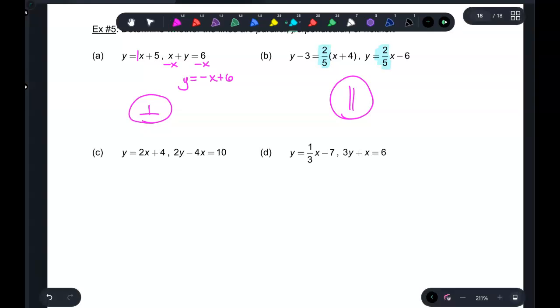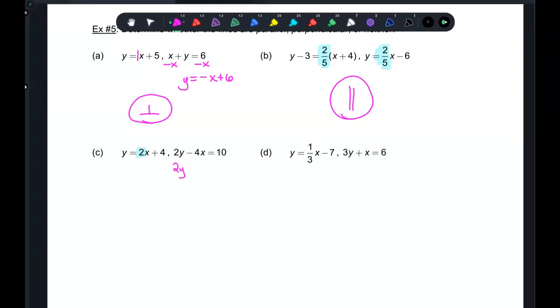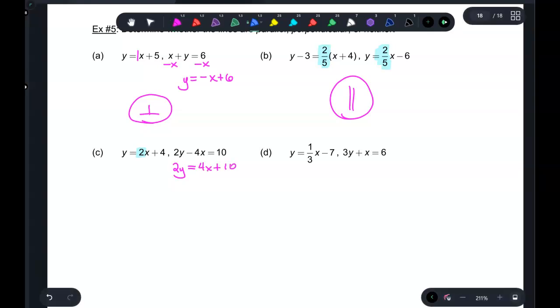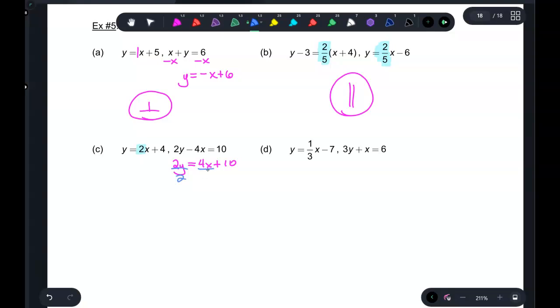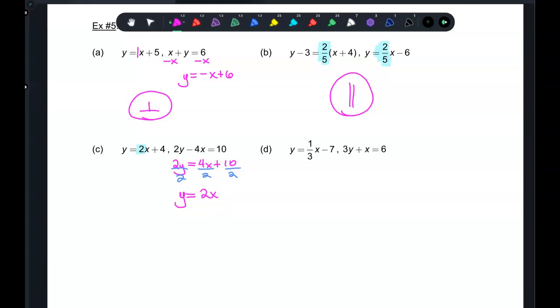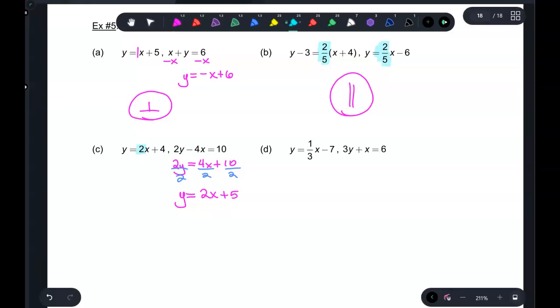Okay, this one slope is 2, but the other line, it's not negative 4. Yeah, we have to isolate the y. So I'm going to add 4x to the other side, and then I have to divide everything by 2. They are, wait, what? Parallel? Neither? Parallel? What are they?